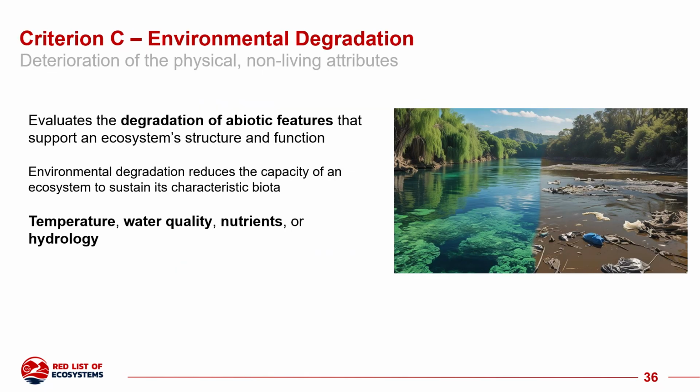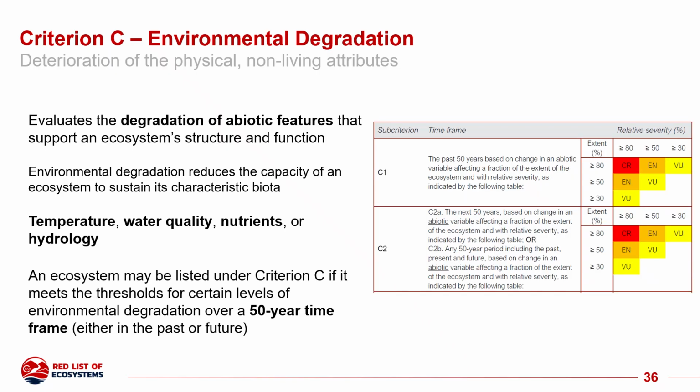Criterion C evaluates the degradation of abiotic features that support an ecosystem's structure and function, such as temperature, water quality, nutrients, or hydrology. To apply Criterion C, you should assess relative change over time, typically over a 50-year time frame, either through past data or future projections. The goal is to evaluate whether these abiotic conditions have changed to such an extent that they compromise the ecosystem's ability to sustain its characteristic biota and ecological processes.